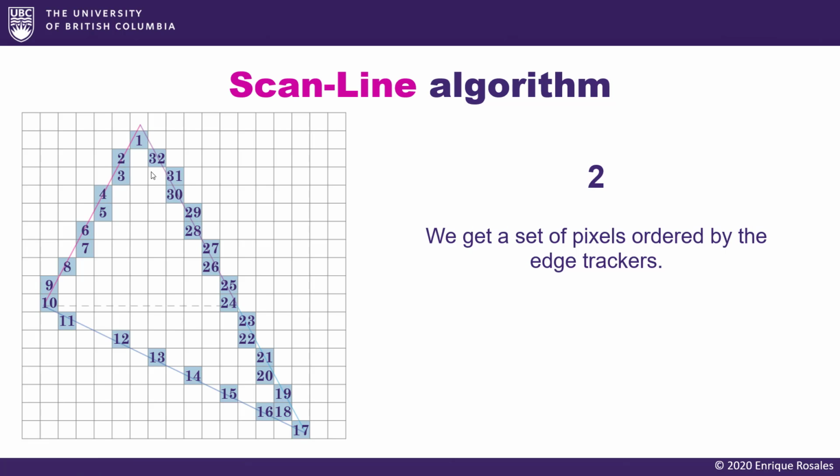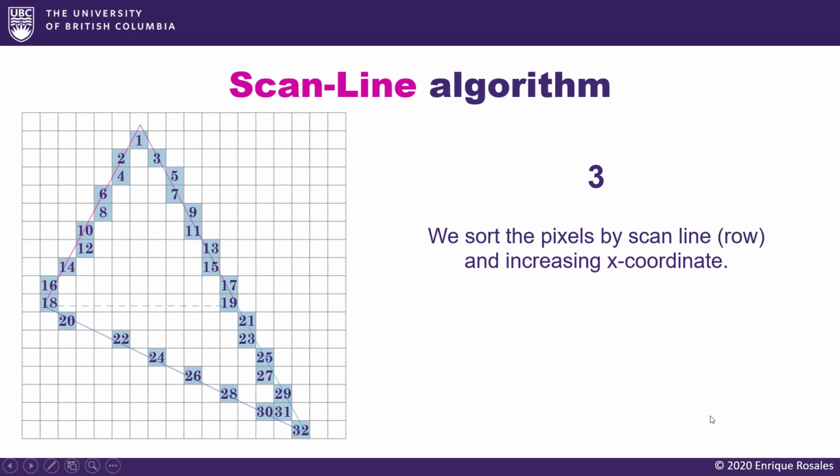And again, here I'm showing you this in a counterclockwise order, but in fact, this can be computed in parallel. So maybe this was the first one and this one the second one, so the order can be completely different. The third step of the algorithm is to order those pixels by scan lines, by rows, and also by increasing x coordinate. So now the order changed: 1, 2, 3, 4, 5, 6, 7. For each row of pixels, we have these pairs of intersections.